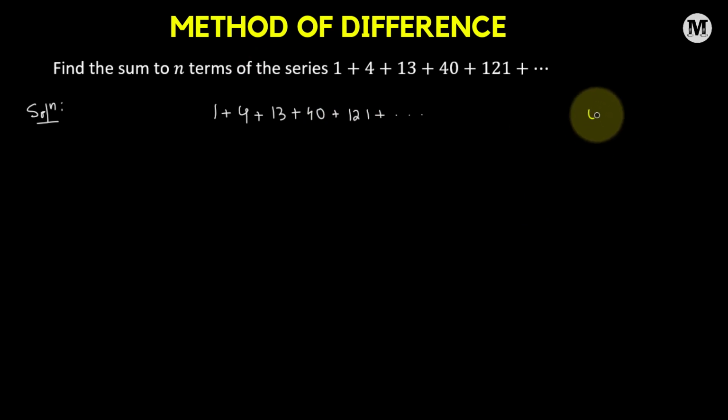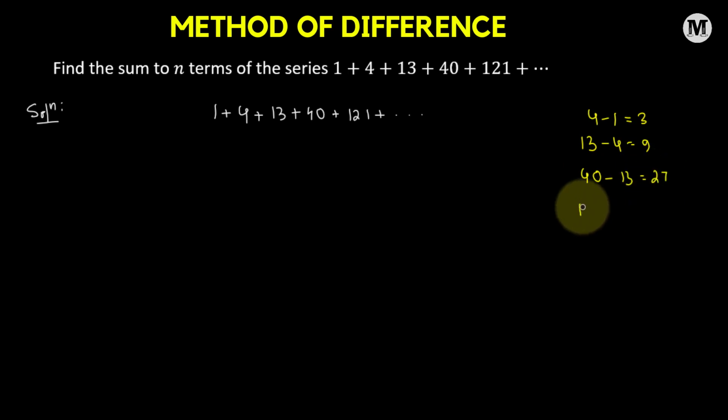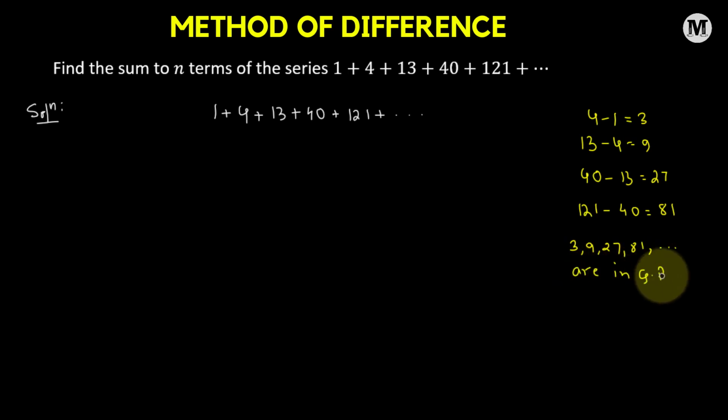So if we take the second term and subtract the first term from it, that's going to give us 3. Taking the third term and subtracting the second term from it gives us 9. Next, take the fourth term, subtract the third term from it, that's going to give us 27. And if we take the fifth term and subtract the fourth term, 40, from it, that's going to give us 81. Now clearly 3, 9, 27, 81, these terms are going to be in geometric progression, with first term equal to 3 and common ratio r equal to 3.